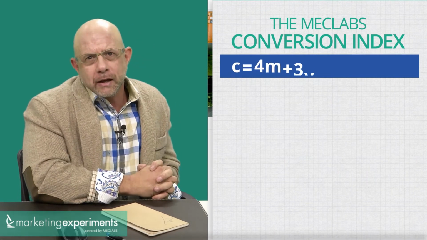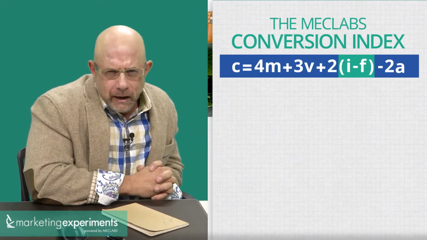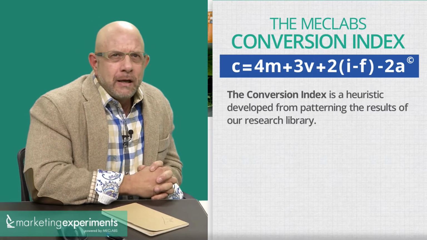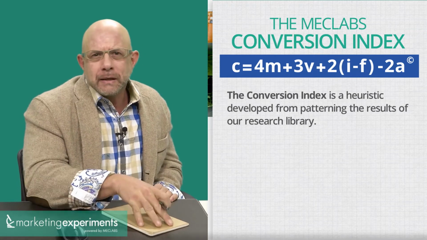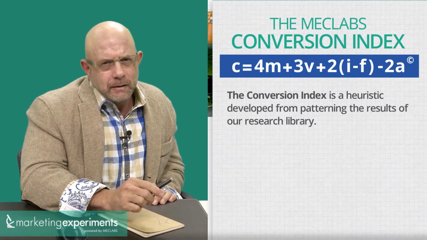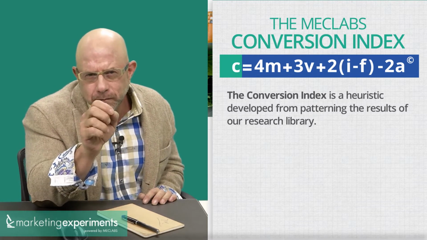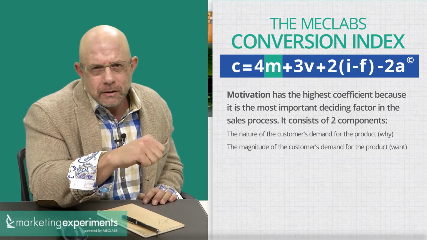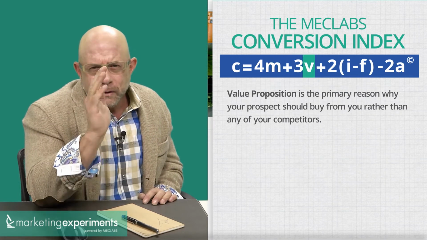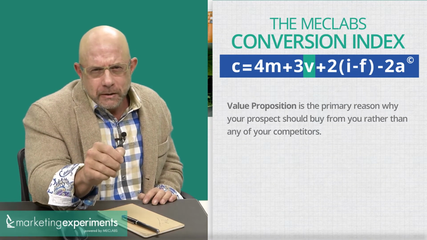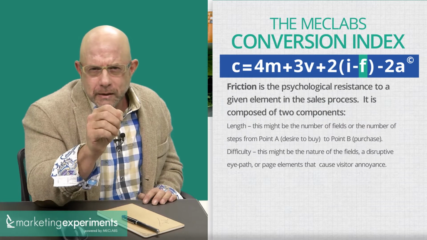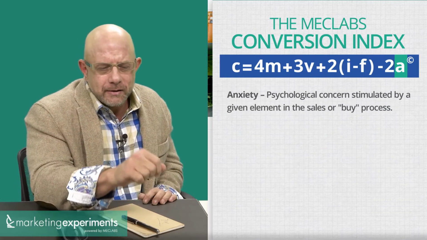C equals 4M plus 3V plus 2I minus F minus 2A. Seems like a lot of complicated science or math, but it is not. It's a simple heuristic to help us think clear. C stands for the probability of conversion. M stands for the motivation of the user. V stands for the clarity of the value proposition. I stands for incentive. F stands for friction. And A stands for anxiety.